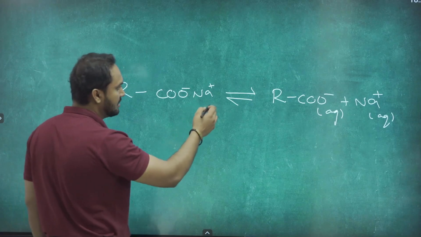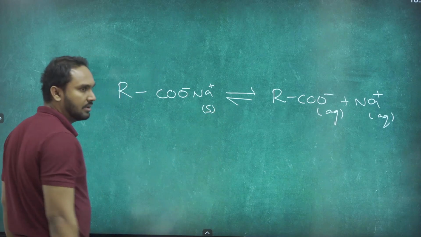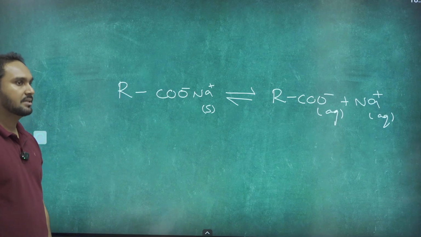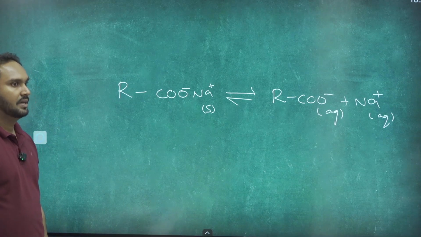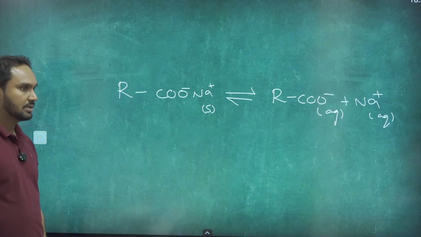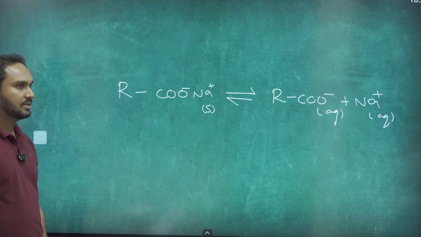Now this is undissolved soap, and there is an equilibrium here. We discussed this earlier. When there is an equilibrium, if a disturbance occurs to the equilibrium, what does the equilibrium do?